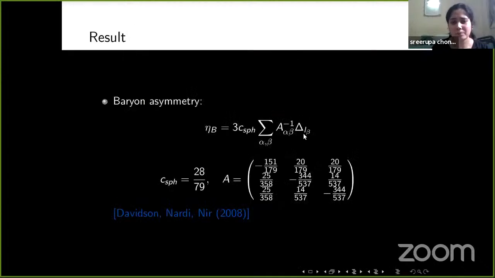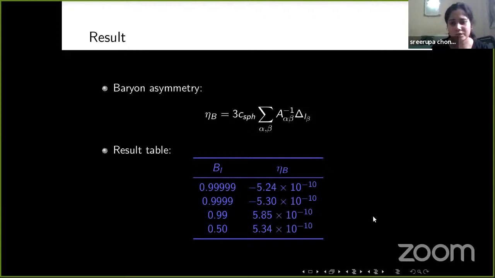So finally, we obtain these lepton asymmetries from these plots, and we convert it into the baryon asymmetry using this expression. Here, this A matrix is coming from the chemical equilibrium calculations, and our result is a baryon asymmetry of the order 10 to the power minus 10, which falls within the permissible range of the baryon asymmetry suggested by the experimental studies.